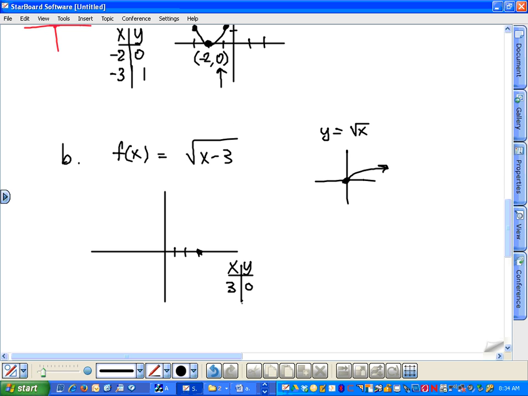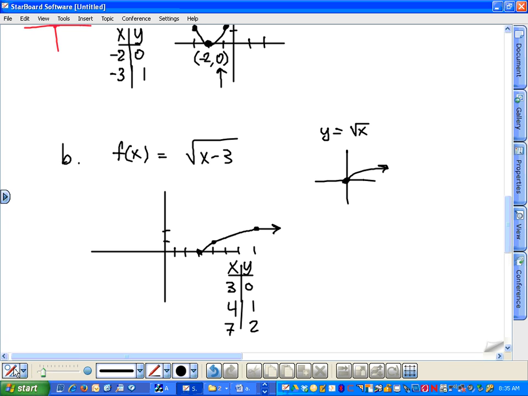What are some other points we could choose? 7, let's see. Why 7 specifically? 7 minus 3 is 4. And 4 has a nice square root. So 7 is a great number. 7 minus 3 is 4. Square root of 4 is 2. So (7, 2). We skipped one. There's a number between 3 and 7 that will work well. 4. 4 minus 3 is 1. Square root of 1 is 1. So (4, 1). So there you go.